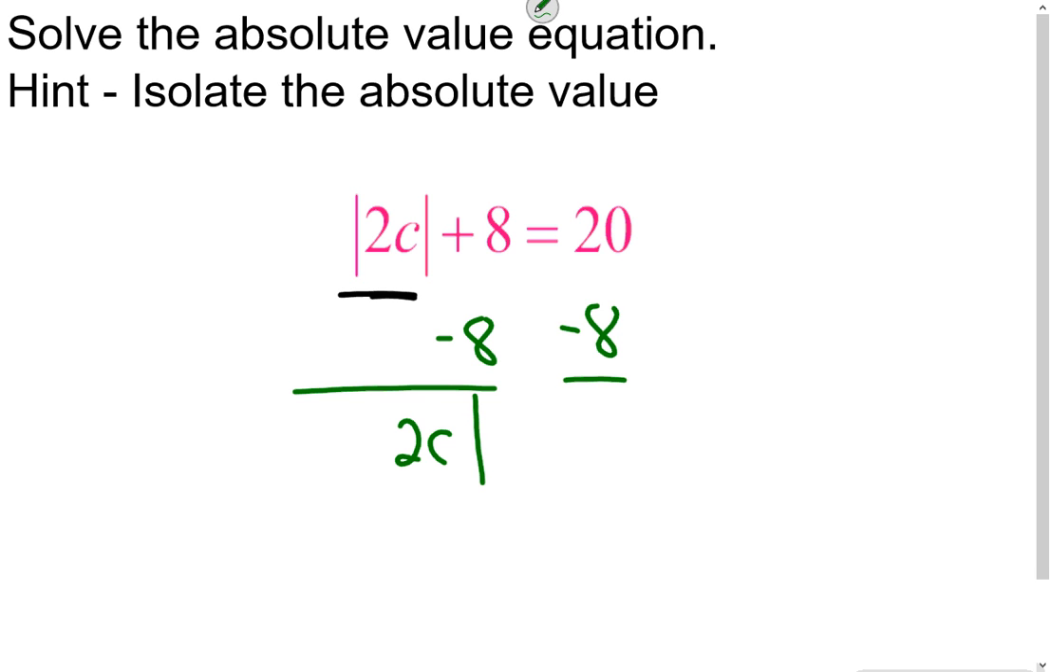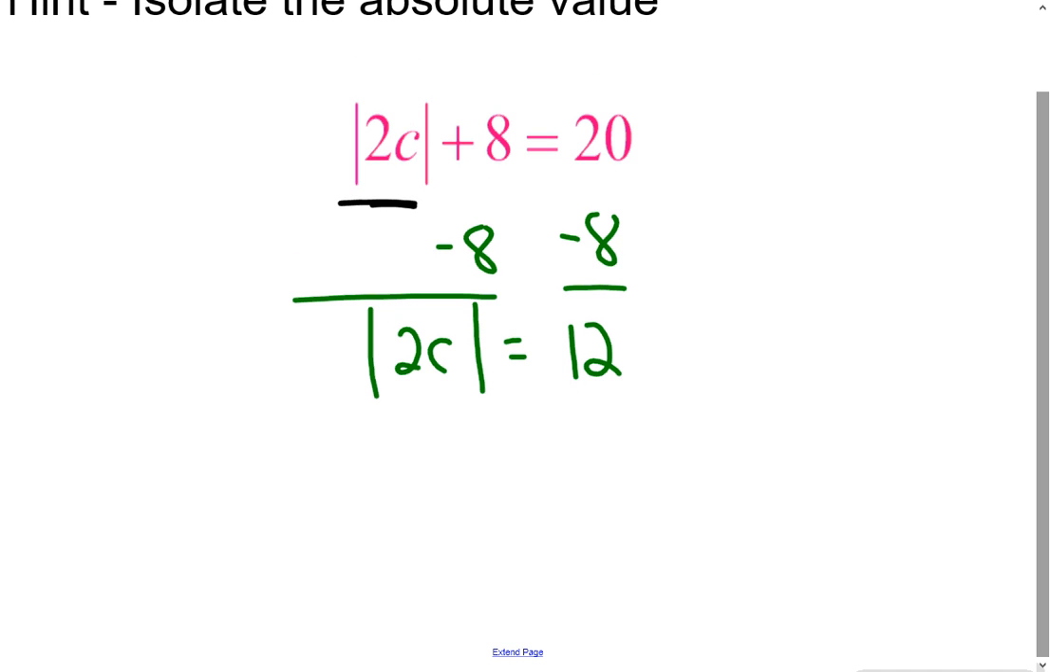I have the absolute value of 2c equal to 12. And again, I'm going to think about what this is going to tell me. That tells me that all of this in here either has to be positive 12 or it has to be negative 12. So if I take this 2c, one time I could think of it as equaling positive 12. But the other time, it's either going to be a positive 12 or it's going to be a negative 12.